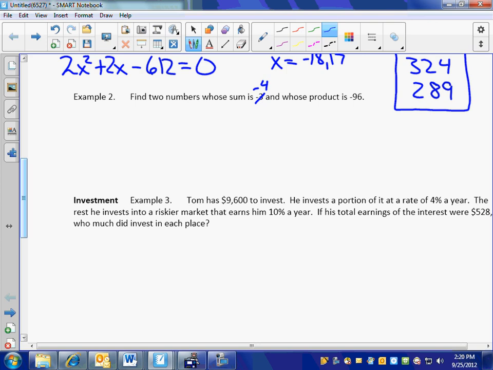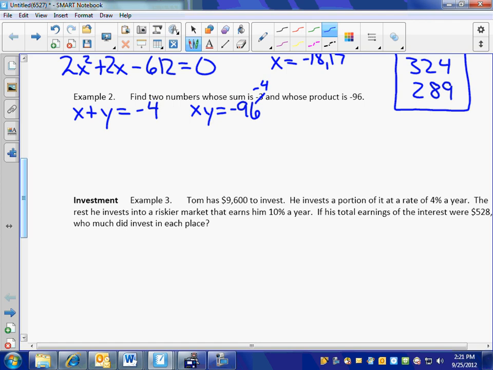Two numbers. What should we call those two numbers? X and Y. Very good. Let's do that. X plus Y is negative 4, whose product is negative 96. How would I write a product of negative 96? X times Y is negative 96.